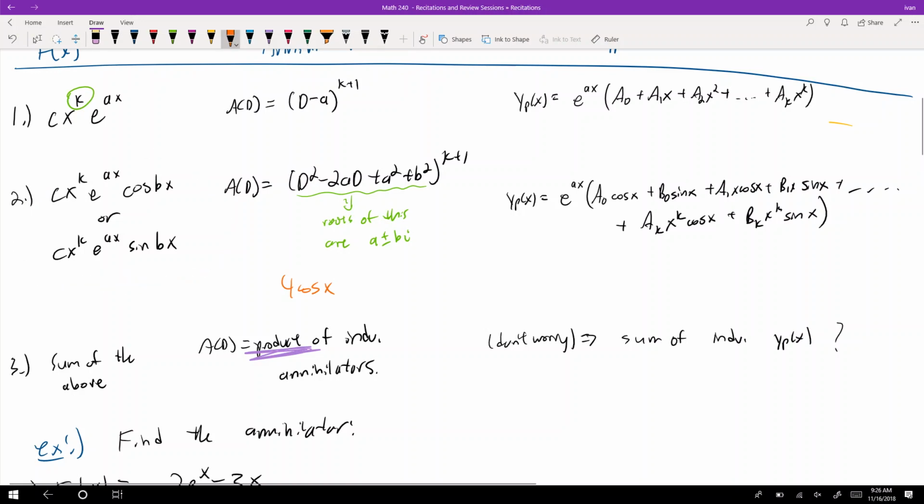Okay, so what do we have? We have k is 0, a is 0, and b is 1. Okay, so if we go over here, since k is 0, right, the highest term we're going to get to is a naught and b naught. So a is 0, so that means e to the ax is just going to be 1. And it looks like my guess is just going to be a naught cosine x plus b naught sine x.